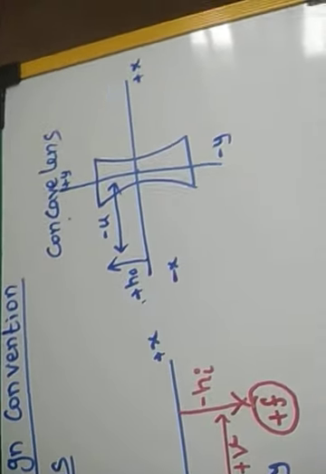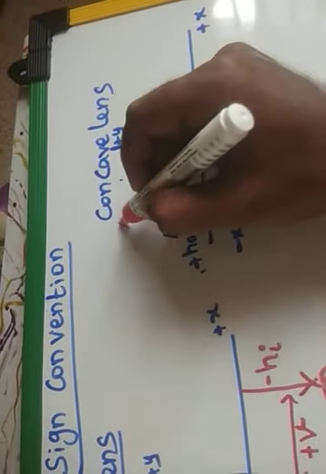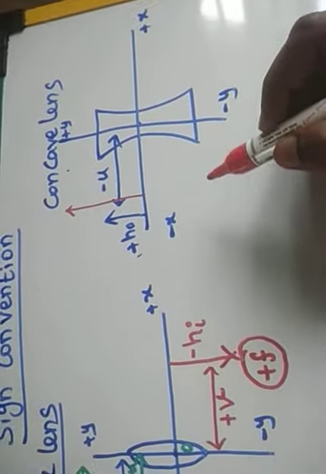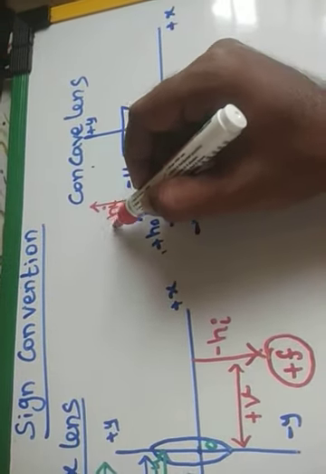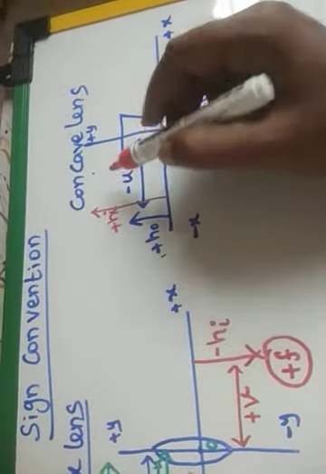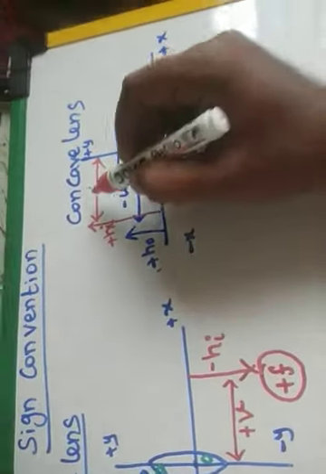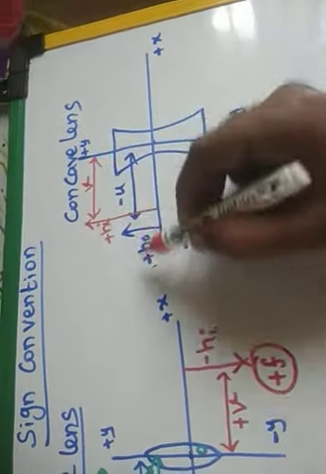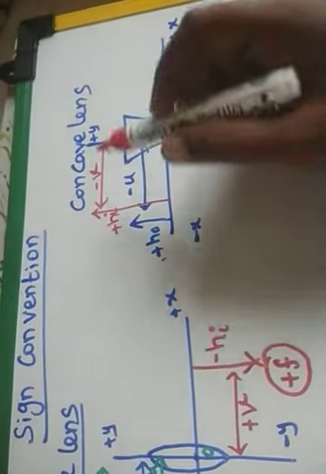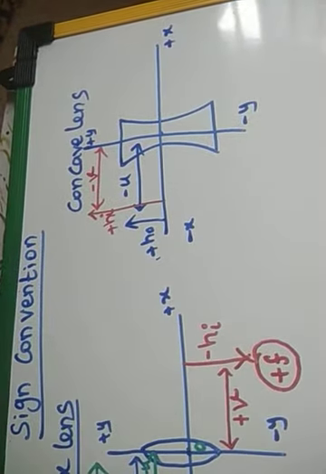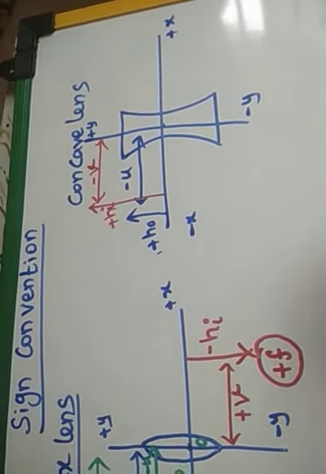Then where will the image be formed? Yes, the image will be formed on the same side, as virtual and erect. Virtual and erect means the image height h_i is along the positive y-axis, and the distance between the lens and the image is v, which is along the negative x-axis, so minus v. So we need not mug up anything like plus v or minus v. Just think about where the image will be formed.